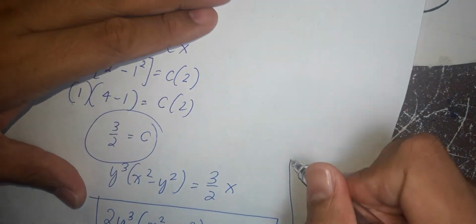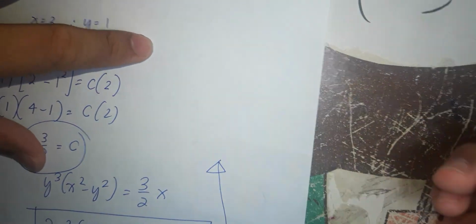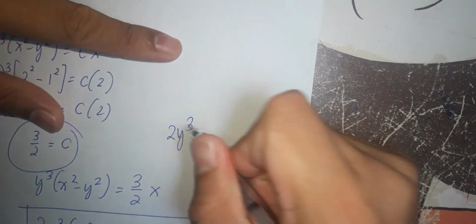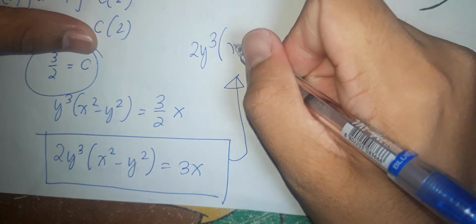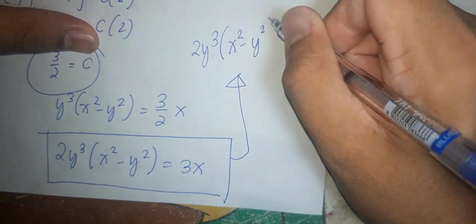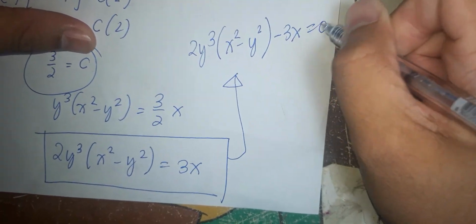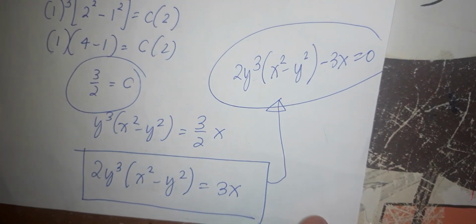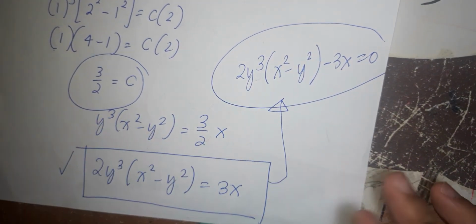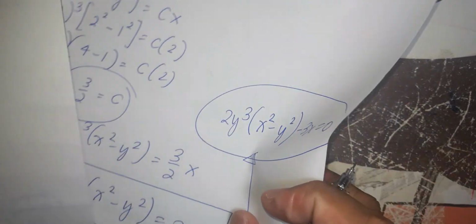Or, pwede natin siyang i-rewrite as 2y cubed times x squared minus y squared minus 3x is equal to 0. So, kahit alin dyan, pwedeng maging sagot. So, that will be our final answer.